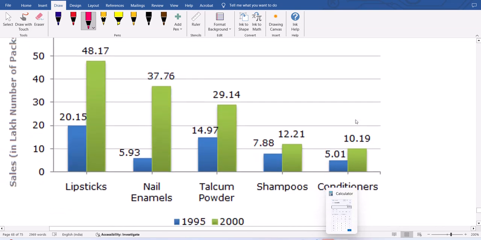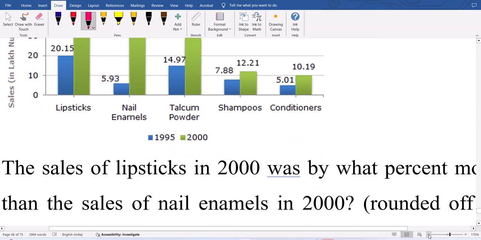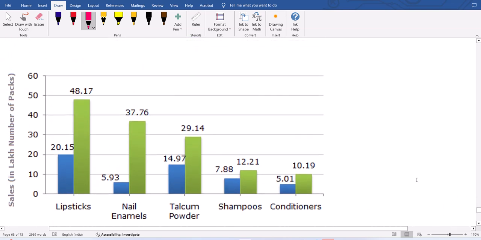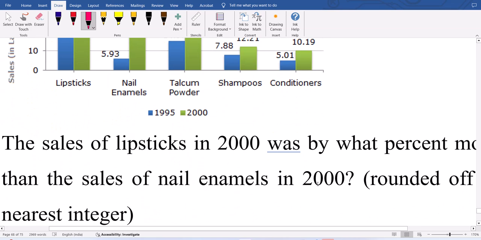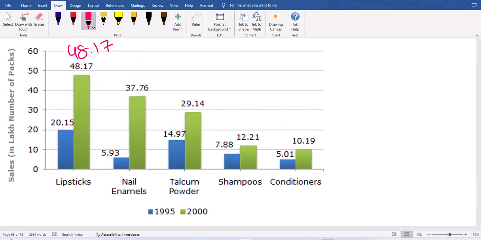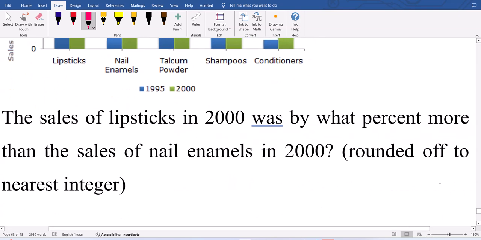Yeah, see this question, lipsticks, powder, shampoo, conditioners. Okay. Now what is the question? Lipsticks in 2000 is 48.17. That is compared with nail in 2000. Nails in 2000 is 37.76. Now listen to the question. The sales of lipsticks is what percentage more than this? Comparison here.